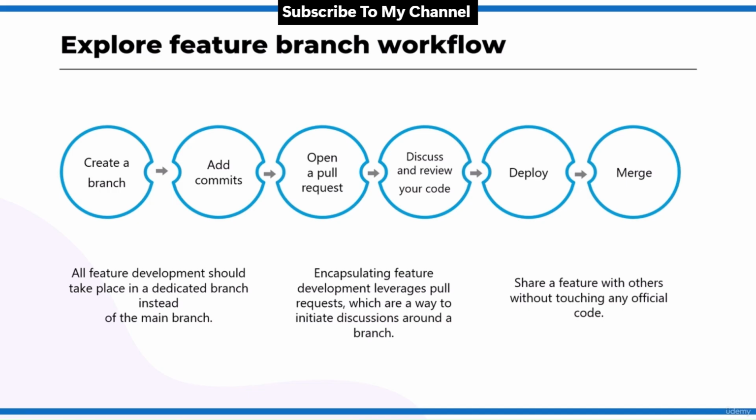Instead of committing directly to their local main branch, developers are always going to create a new branch whenever they start working on a new feature. Feature branches should have descriptive names so that everyone can understand what feature is associated with that branch. Git makes no technical distinction between the main branch and the feature branch. So developers can edit, stage, and commit changes to a feature branch whenever they want. This is also one of the best ways to share a feature with others without touching any official code from the main branch.